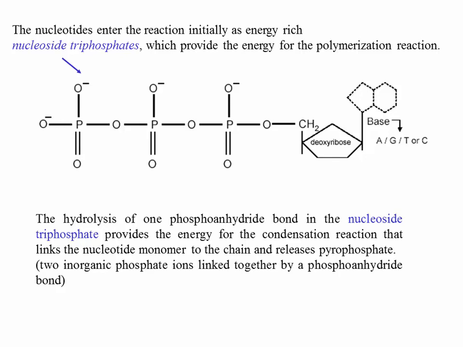So here you can have a DNA base. It could be adenine, guanine, cytosine, or thymine, with a 6-member ring or a 9-member ring linked to the 5-carbon sugar deoxyribose. And then instead of being a monophosphate, it's going to be a triphosphate here, so that these bonds can be broken down to make the reaction possible. The hydrolysis of one phosphoanhydride bond in the nucleoside triphosphate provides the energy for the condensation reaction that links the nucleotide monomer, with only one phosphate, to the chain and releases pyrophosphate.